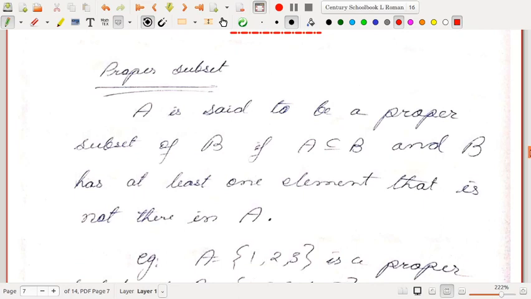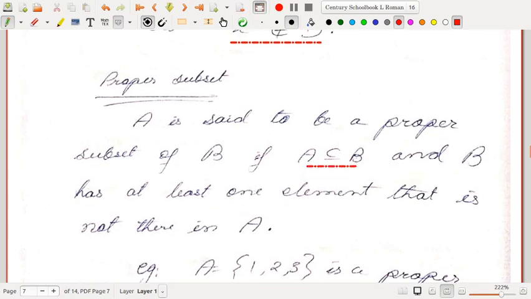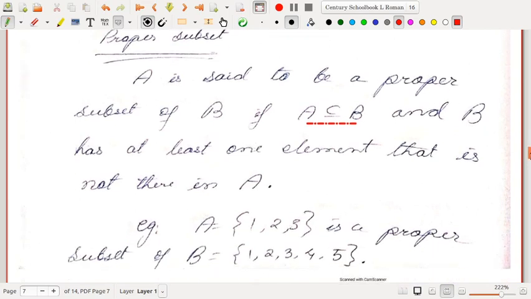So the negation of "for every" is "there exists." Every element is there in B; the negation will be there is an element which is not there in B. So, proper subset: A is said to be a proper subset of B if A is a subset of B and B has at least one element that is not there in A. So B has something more, right?